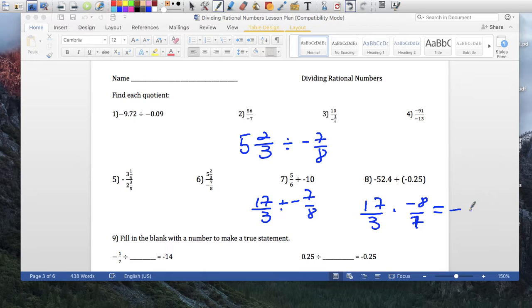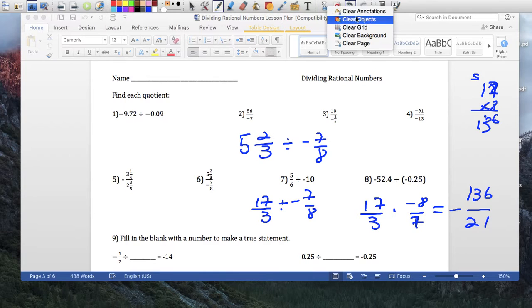3 times 7 at the bottom is 21. And 17 times 8 on the top is a 6 and a 5. And 136 over negative 21. I can change that to a mixed number, but I'm going to leave it like that, only because I don't want to make the video too long.